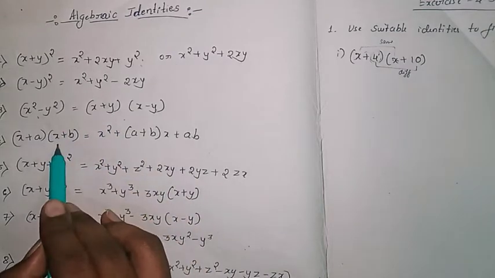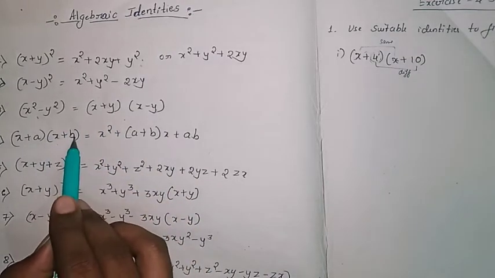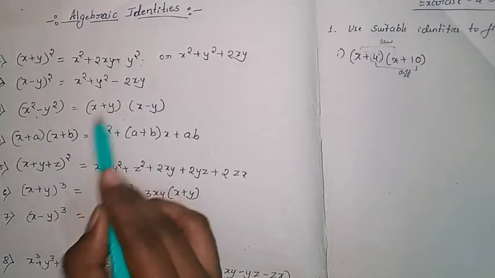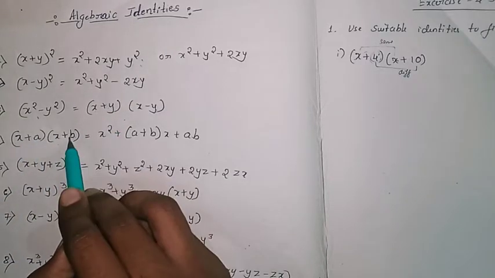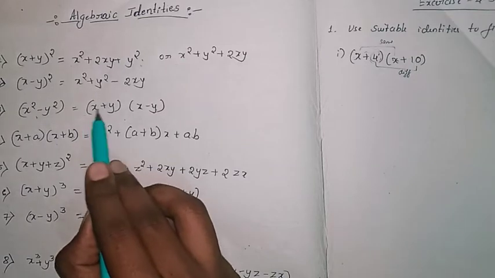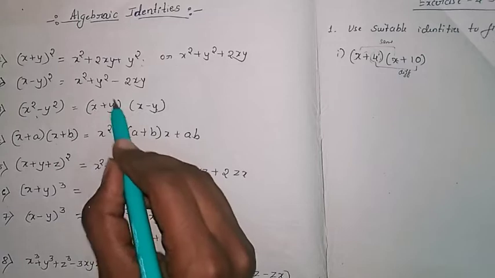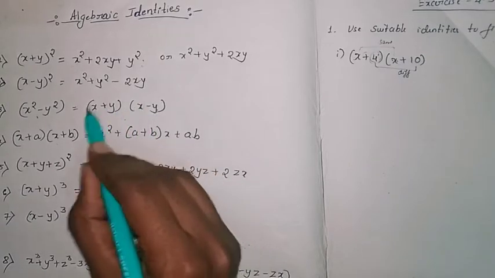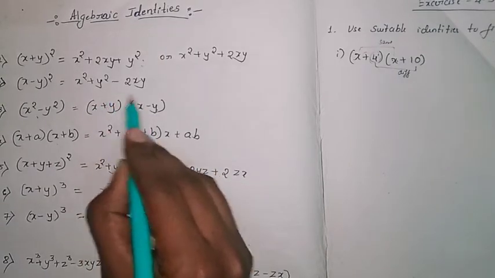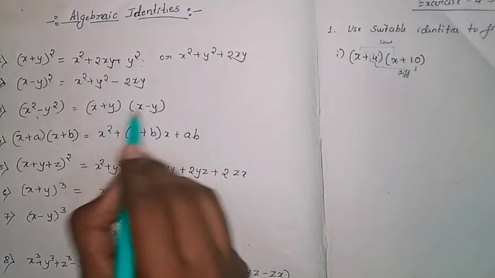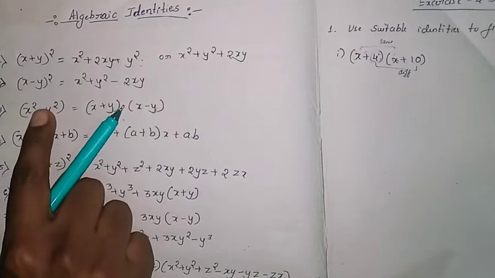Another thing you can observe here, x plus a and x plus b is here. So you have to compare whether it is this formula or this formula. Here you observe that it is x plus y and x minus y. So y terms are same here, x terms are same. Whenever the first term is same and the second term is also same and the sign is opposite, that time you can use this one.